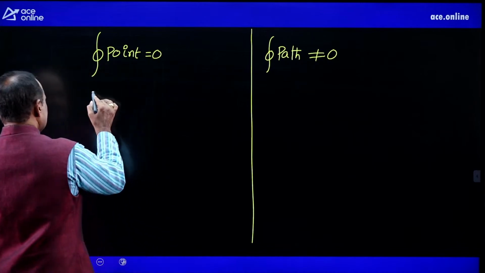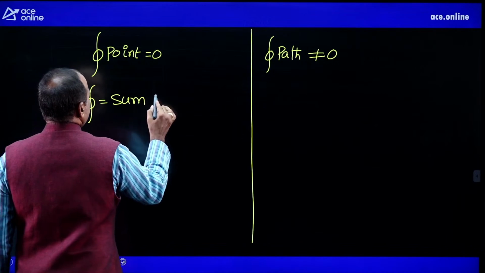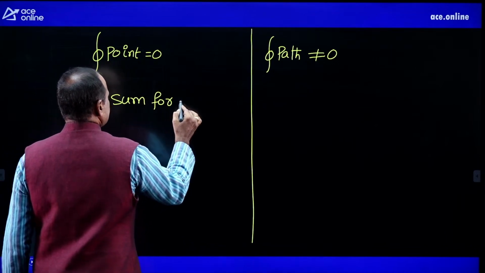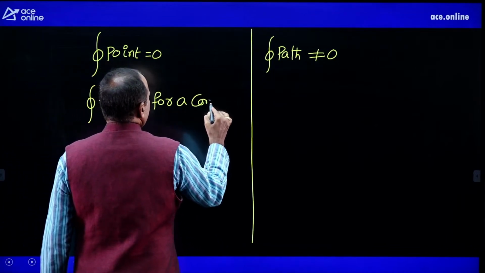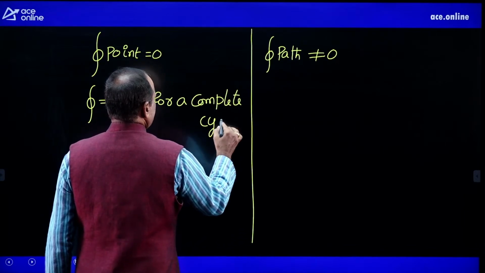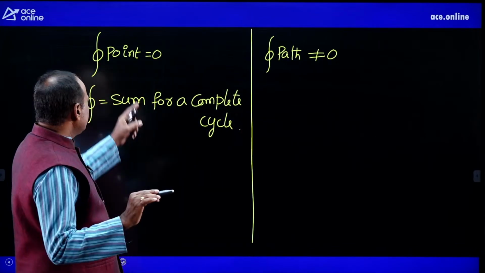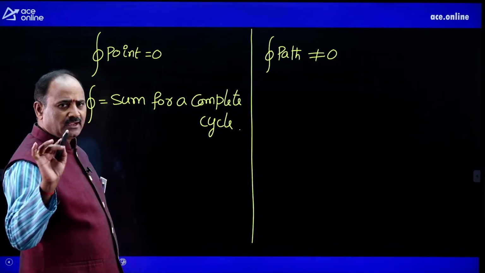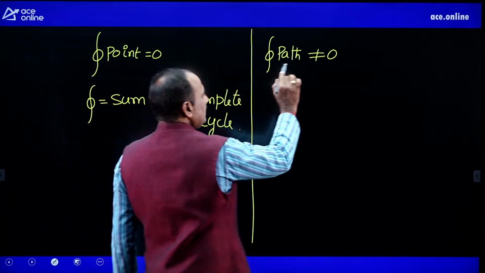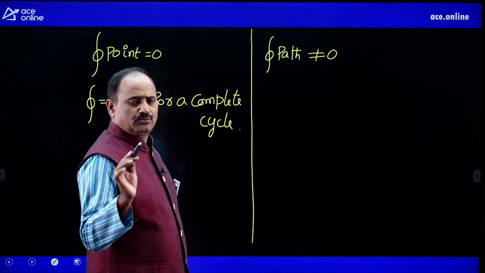The symbol cyclic integral represents the sum for a complete cycle. Now let us see how the cyclic integral of a point function quantity is equal to 0 and how the cyclic integral of a path function quantity is not equal to 0.